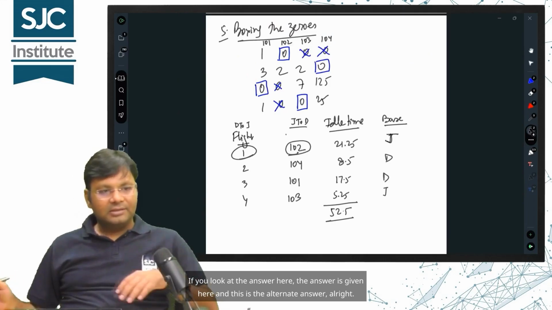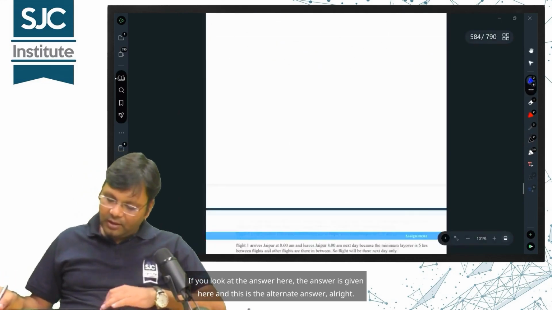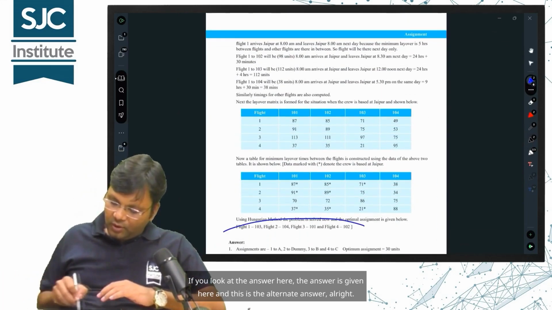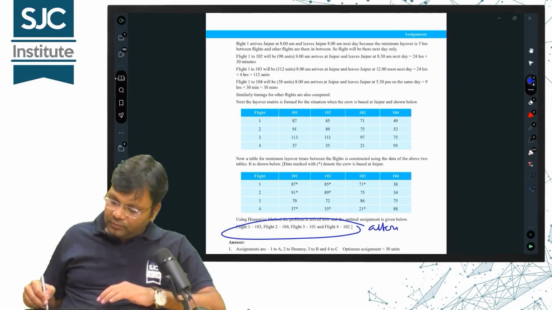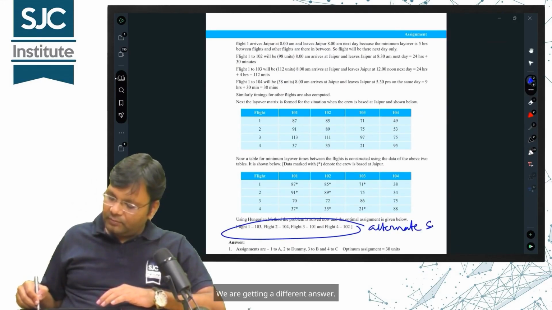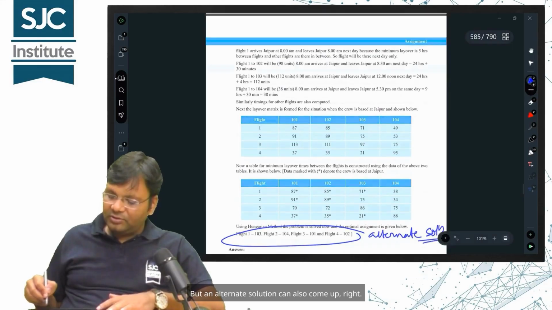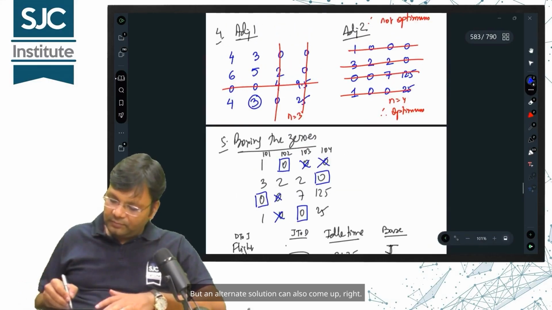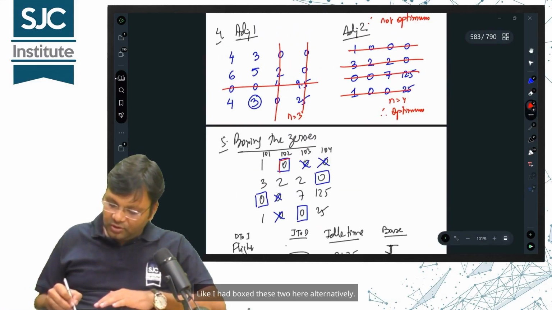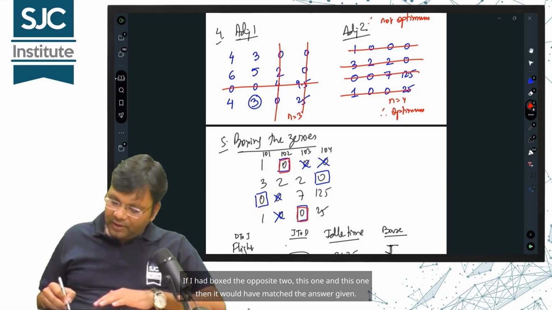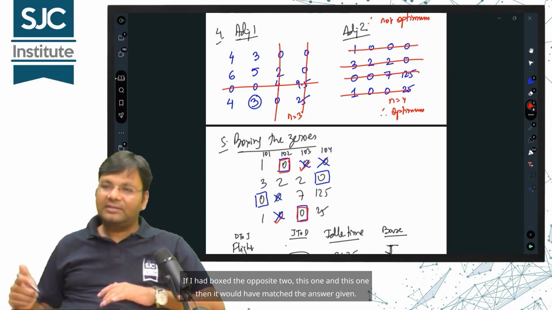If you look at the answer here, the answer is given here and this is the alternate answer. Alright. We are getting a different answer. But an alternate solution can also come up, right? Like I had boxed these two here alternatively. If I had boxed the opposite two, this one and this one, then it would have matched the answer given.